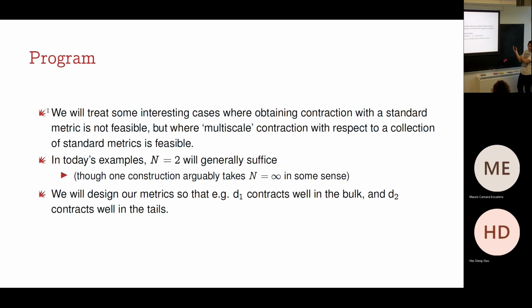I included this formulation because of the diversion construction. There's one construction which arguably is taking n equals infinity in a certain sense, but it's a bit hand-wavy for me to say that. But I'll point that out. And just notationally, you don't need to remember this, but I've tried to keep it consistent so that D1 is the metric that contracts well when you're in the center of the space, and D2 is the one for the tails. Okay.